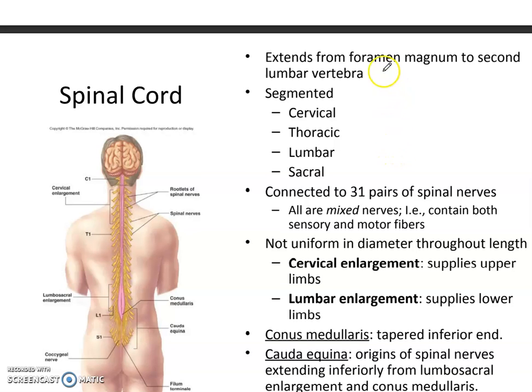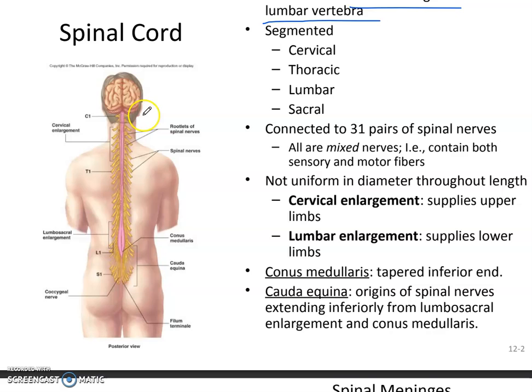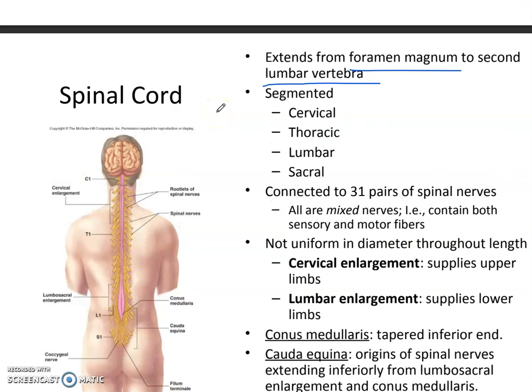It extends from the foramen magnum to the second lumbar vertebra. What does it mean? It means that there is a foramen called magnum, present inside the skull. It is an opening in the skull from which the spinal cord gets out of the brain, and it extends to the second lumbar vertebra. Here it is L1 and here it is L2, okay?